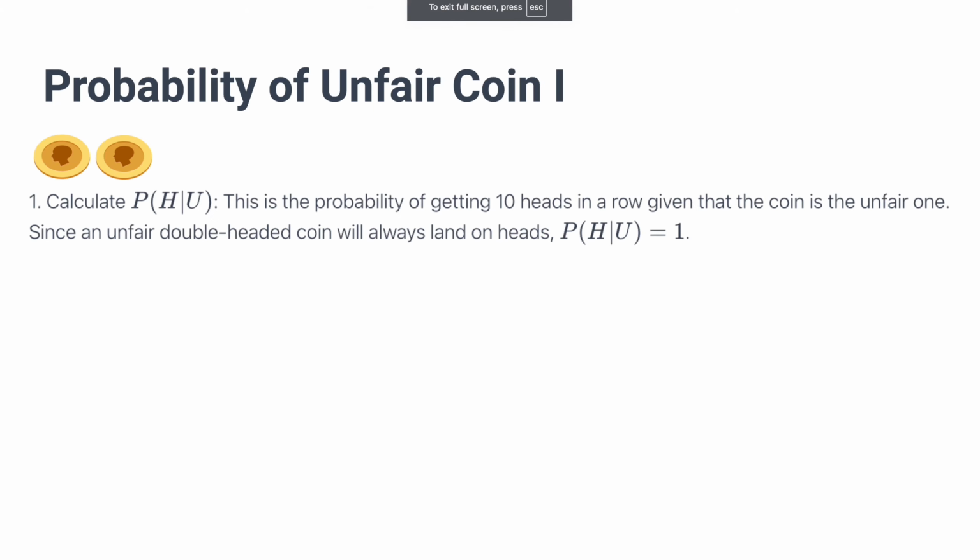First, we need to calculate the probability of H given U. That is the probability of getting 10 heads in a row given that the coin is an unfair coin. The unfair coin has heads on both sides, so if we have the unfair coin and we flip 10 heads in a row, this is obviously going to happen because we only have heads. So the probability of H given U is 100%, or 1.